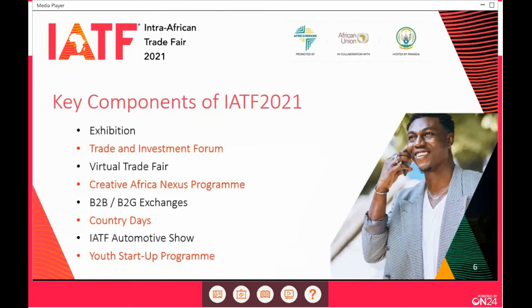The key components of our second edition are our exhibition, our trade and investment forum, the virtual trade fair, our Creative Africa Nexus program, B2B and B2G exchanges, country days, the IATF automotive show, and our youth startup program.